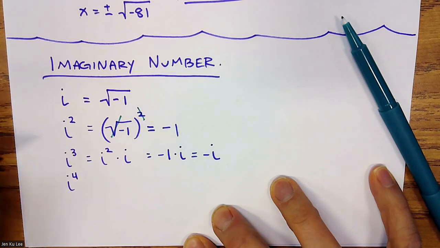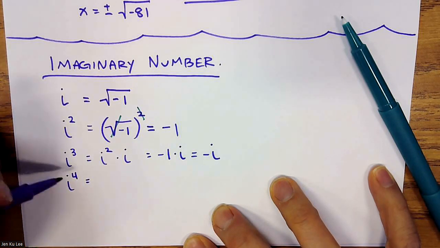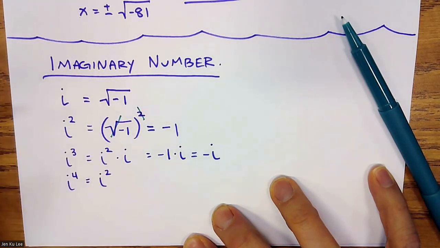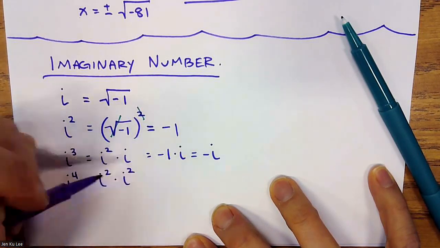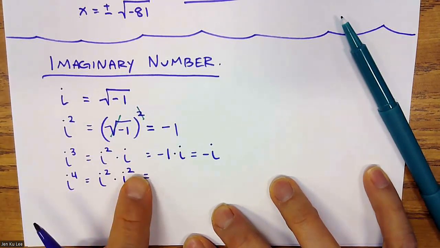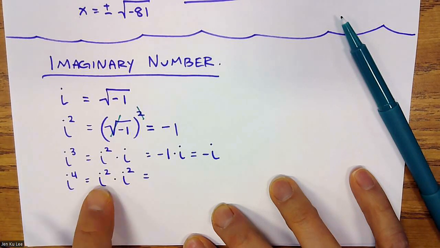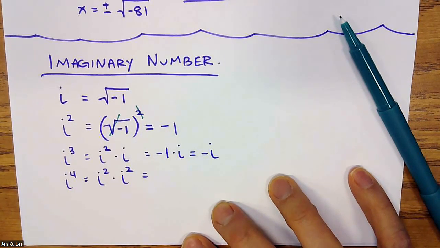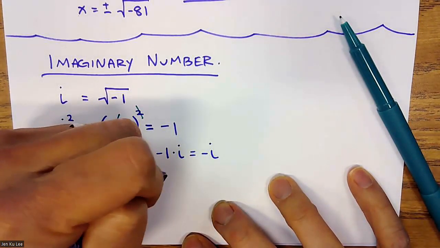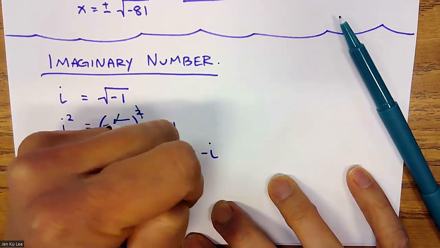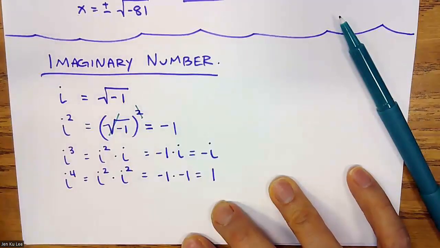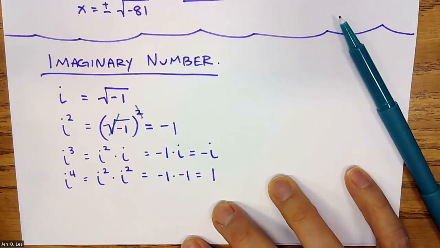i to the fourth, that is i squared times i squared, right? 2 plus 2 is 4, so I can break it down like this. Okay? What's i squared again? -1. So -1 times -1 equals 1.